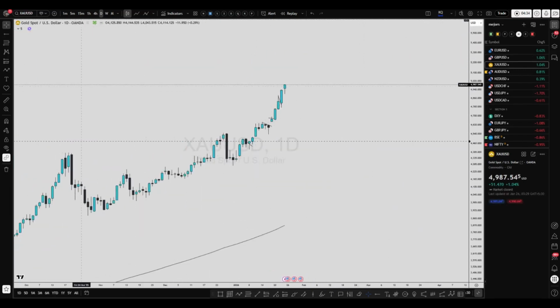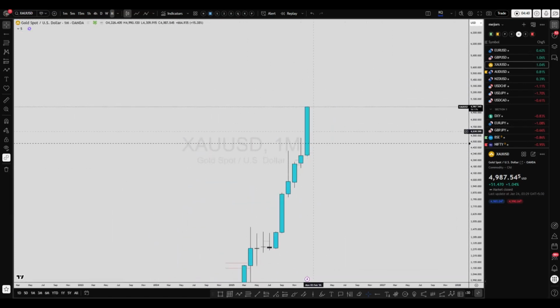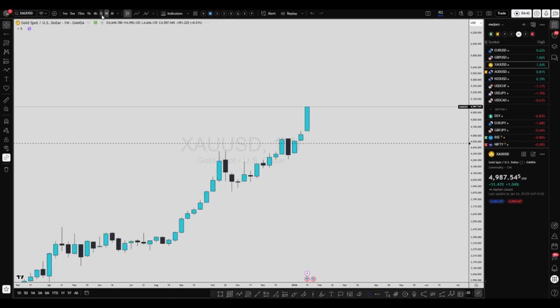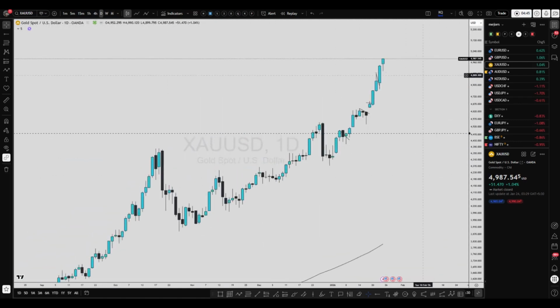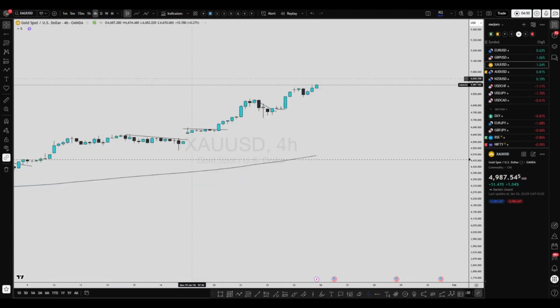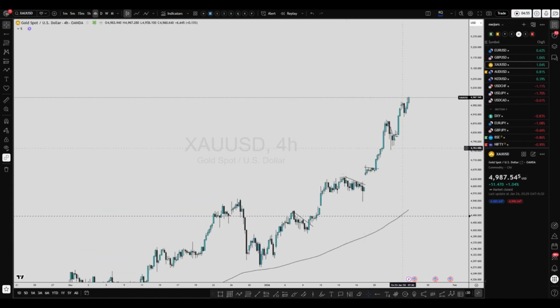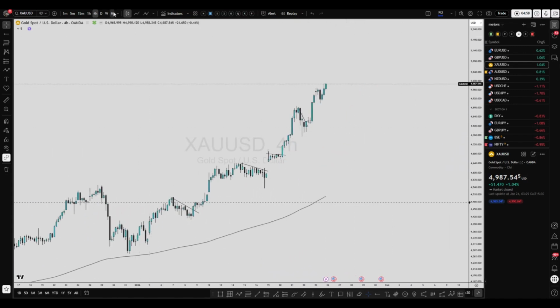Gold, I'm skipping it. There is nothing for now, because in order to look for longs, we need to see some good corrections. The last weekly candle was strongly bullish. Look, the last 5 consecutive days were completely bullish. So I'll be waiting for a deeper correction in gold before I start looking for longs. So let's skip this for now.